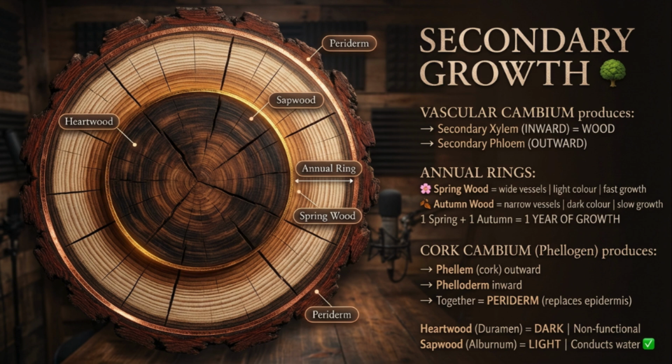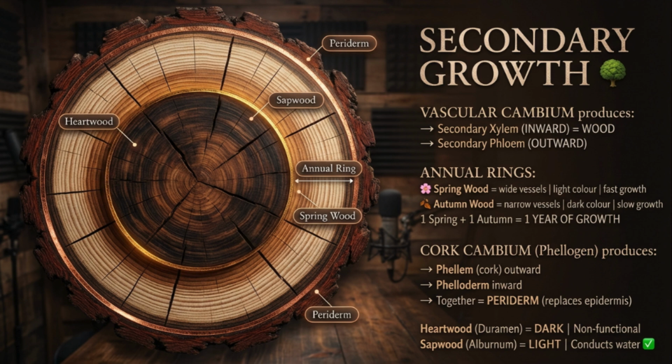The first is the vascular cambium. In dicot stems, there's already cambium inside each vascular bundle, called fascicular cambium. During secondary growth, the cells between the bundles, interfascicular parenchyma, dedifferentiate and become interfascicular cambium. Together, fascicular and interfascicular cambium form a complete ring of vascular cambium around the stem.